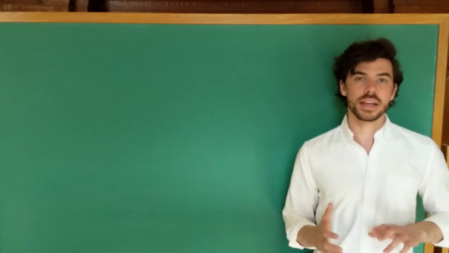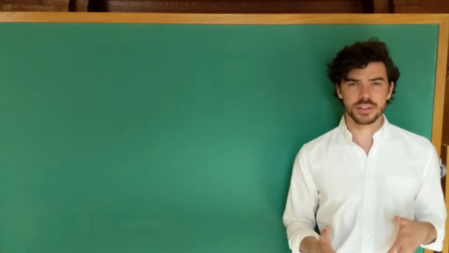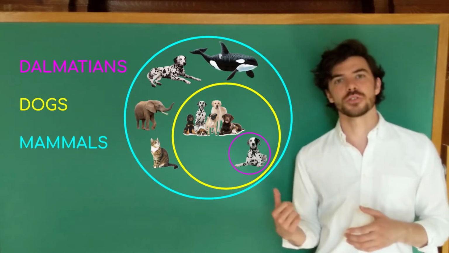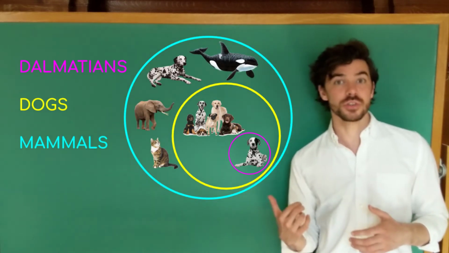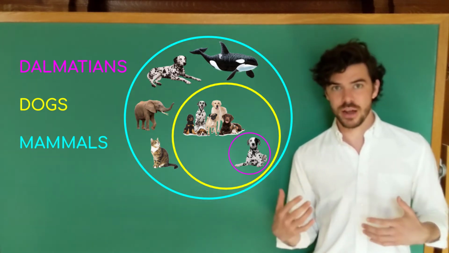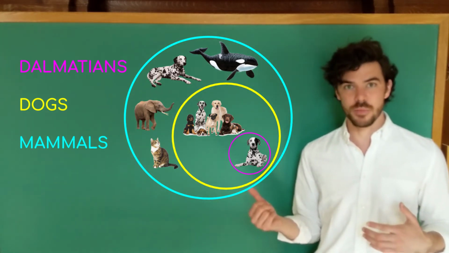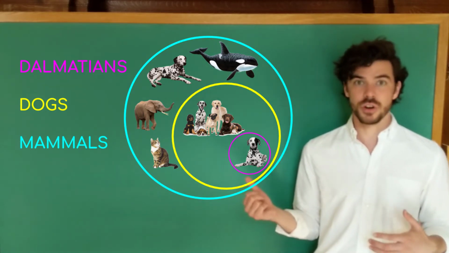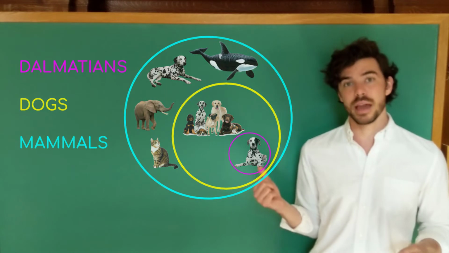For starters, though, I want to give a Venn diagram with some more familiar concepts so we can just see how this works. Here's a Venn diagram which shows us that all Dalmatians are dogs and all dogs are mammals, but it doesn't work the other way around. So not every dog is a Dalmatian, although every Dalmatian is a dog, and not every mammal is a dog, although every dog is a mammal.